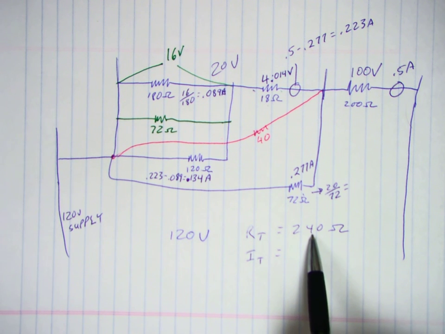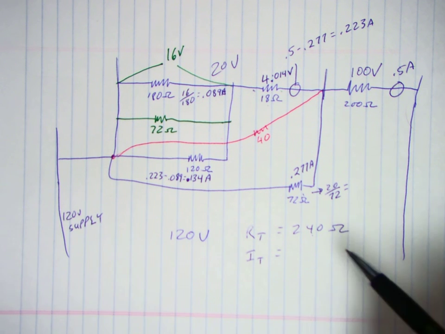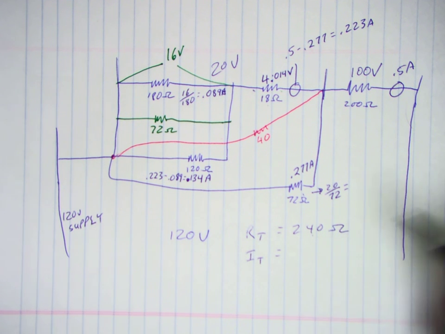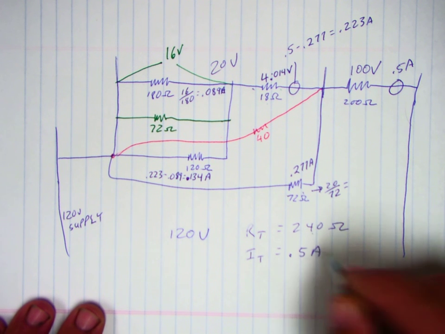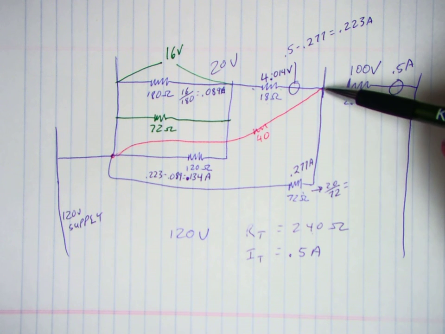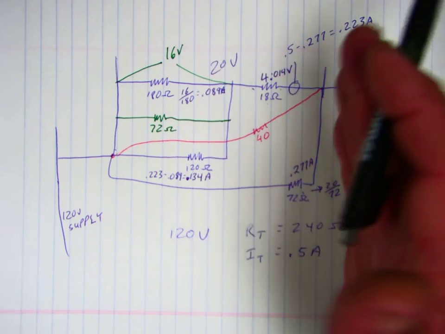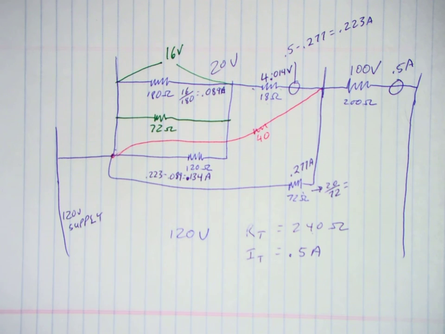240 ohms. We have 120 volts supplied, so 120 divided by 240, Ohm's law, gives us an I total of 0.5 amps, which is all here. 0.5 amps multiplied by the 200 ohms gives us a voltage drop of 100 volts here, which means that we have 20 volts left over from here to here. Well, this whole branch is going to have 20 volts applied to it, so not very much.